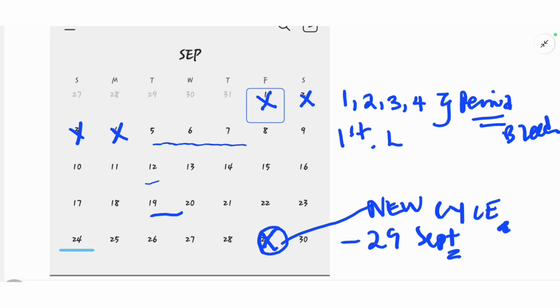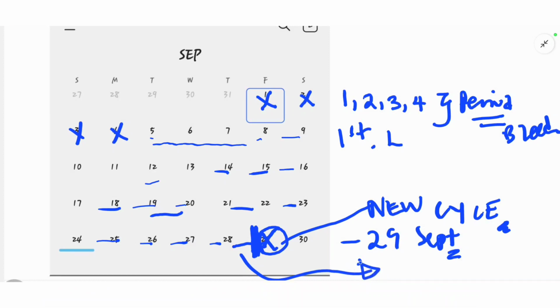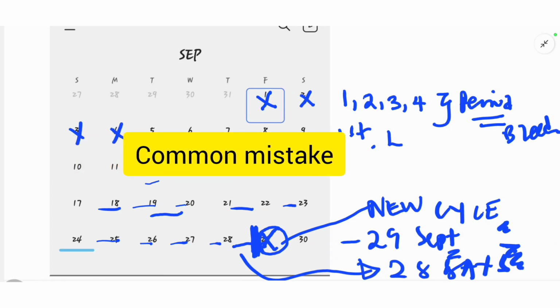So this is going to be from the 1st to the 2nd is 1, then 2, 3, 4, 5, 6, 7, 8, 9, 10, 11, 12, 13, 14, 15, 16, 17, 18, 19, 20, 21, 22, 23, 24, 25, 26, 27, and 28. As you reach the 29th, there are 28 days in this cycle.